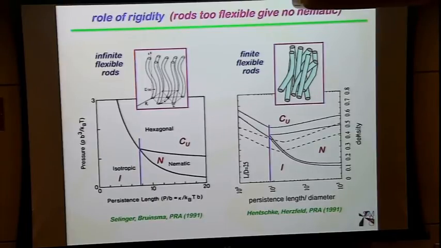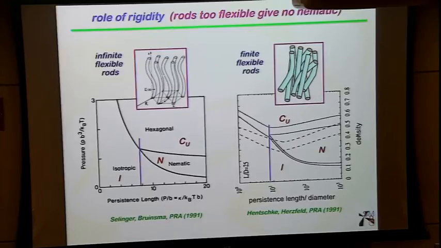Another interesting feature of this phase diagram is that if you want to get a nematic phase, then you have to have a certain amount of rigidity. There's a couple of simulations. This is by Robin Selinger and Robin Bruinsma. So they looked at hard rods that were infinitely long, but with a finite flexibility.